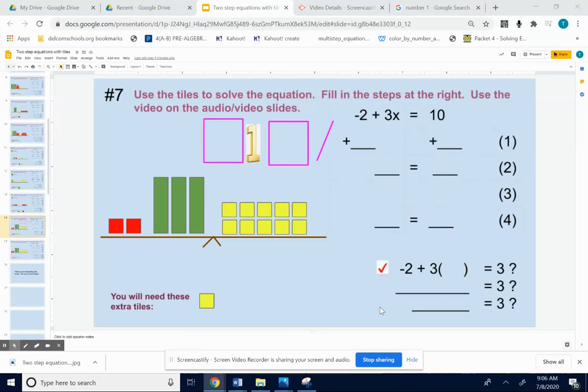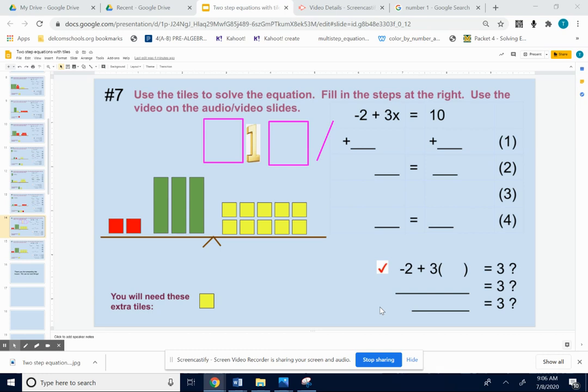Let's look at number 7, mainly focusing on the equation. We did this the other day. We have -2 plus 3x equals 10. I know the x is rearranged a little bit. The x is over in the middle instead of on the left side of the equation, but that doesn't matter.